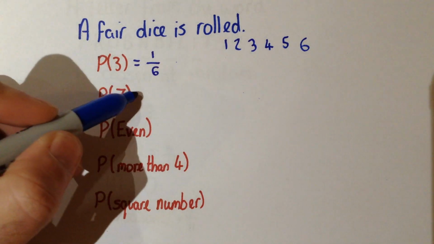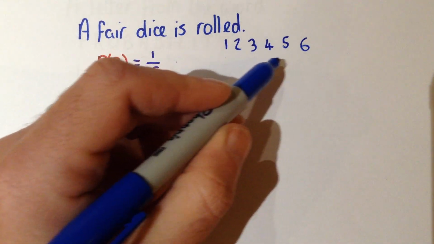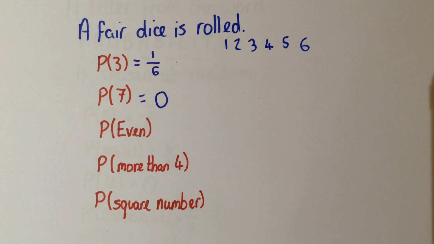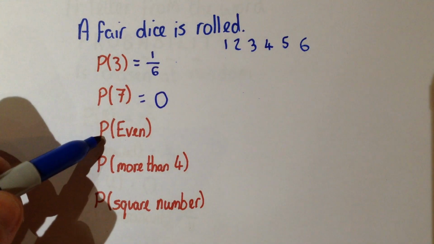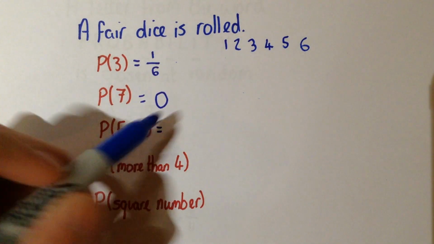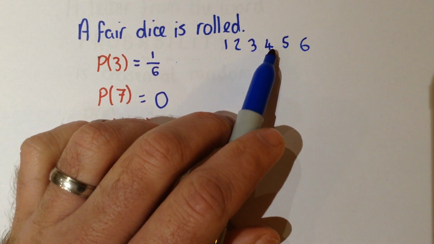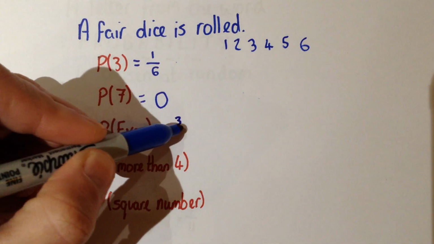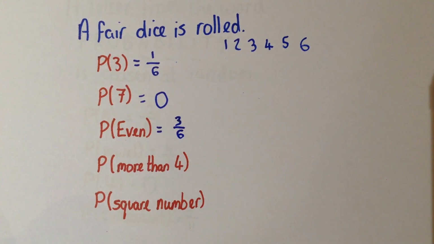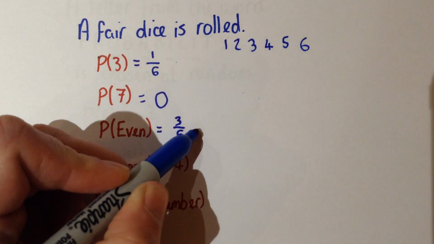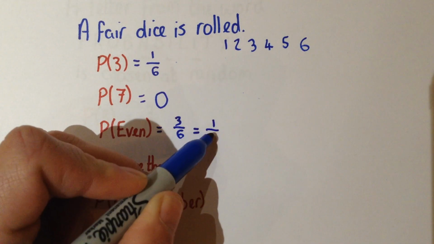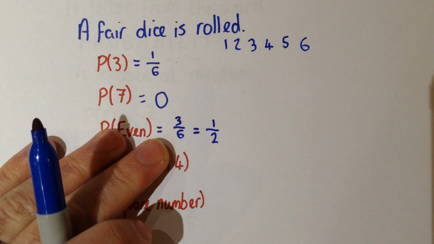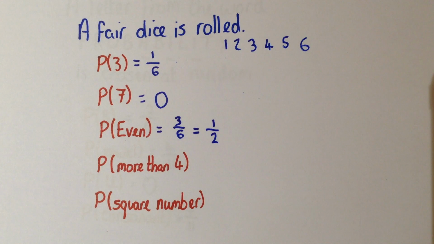The probability that we roll a 7, well there aren't any 7s on a normal dice, so this has a probability of 0 as it cannot happen. Probability we roll an even number. 3 of the numbers, 2, 4 and 6 are even, so we get a probability of 3 out of 6. If you wanted, you could simplify this fraction down to a half. However, on most exams you are allowed to leave the fraction as it is without simplifying, and you will still get the full marks.